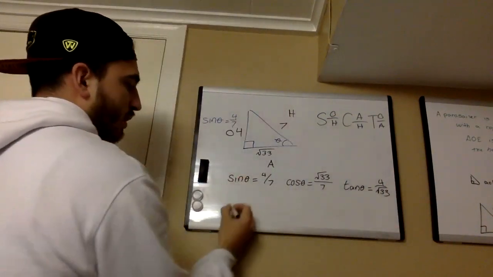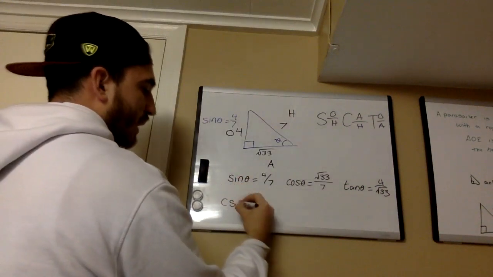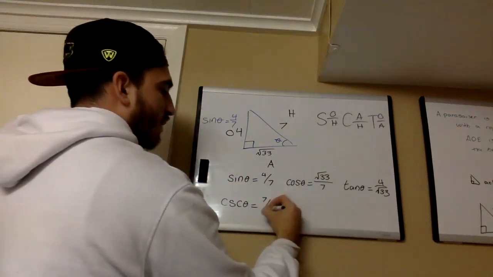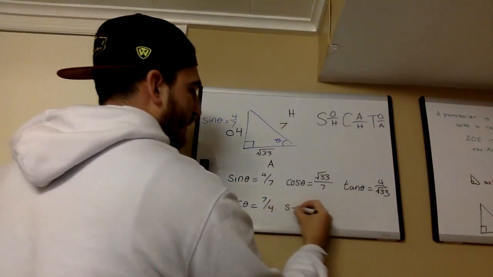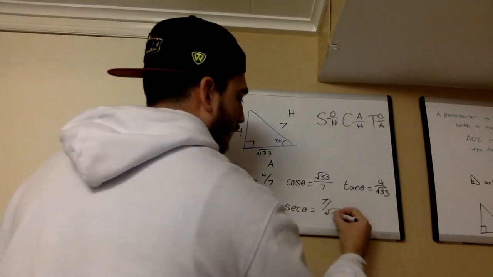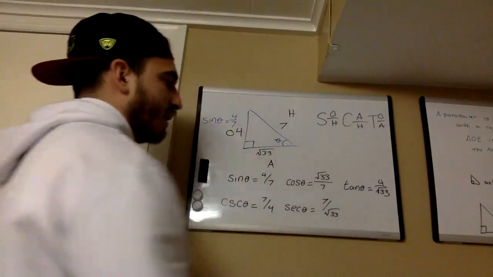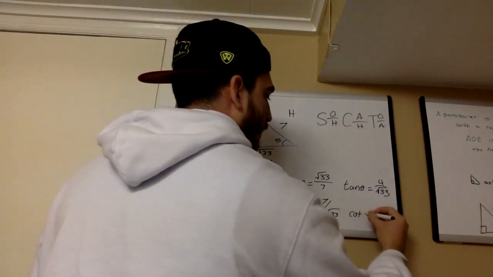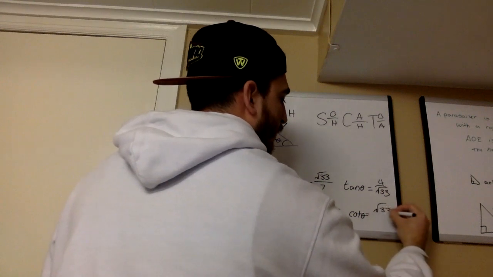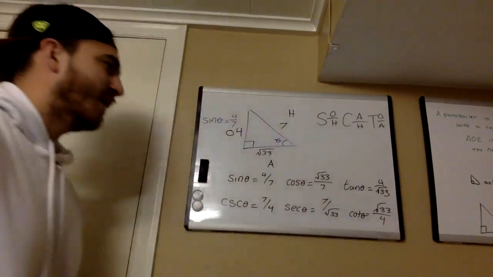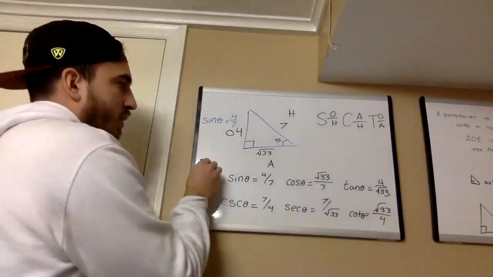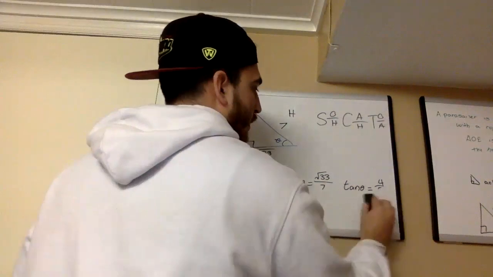Now here, make sure you switch the letter. So this should be cosecant theta. And it's just a reciprocal. So this is going to be 7 over 4. This one's going to be secant theta. So that's going to be the reciprocal, 7 over radical 33. And then cotangent theta is going to equal radical 33 over 4. And that's how you find all the sides. And now we have one more problem to go over, and that should help you guys with the homework.